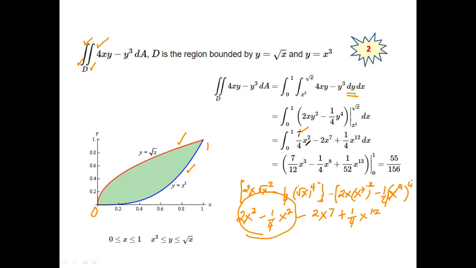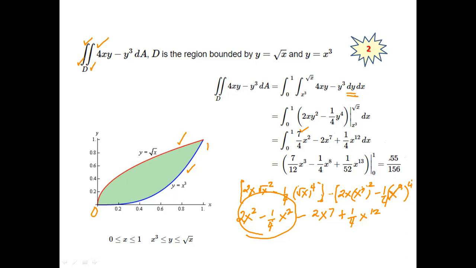This one is simplified by integrating first and substituting the limits. When you integrate, this is x cubed over 3, so this makes it 12. This one is x raised to 8 over 8, so you have the 2 here, that's 1/4. And this is x raised to 13 over 13, so 4 times 13 would be 52. If you substitute these limits here, the answer will be 55 over 156.